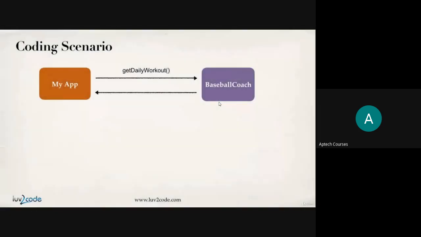All right, let's start with this little coding scenario. A real simple example: we're going to have our app that will make use of a coach, like a baseball coach. Our app will say, hey, baseball coach, give me a daily workout, just so you can find out what type of workout you need to perform at practice. That's the big idea of this application.